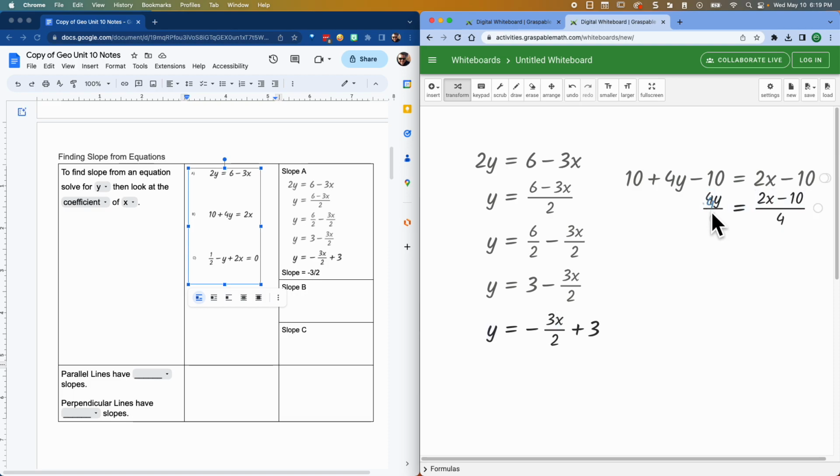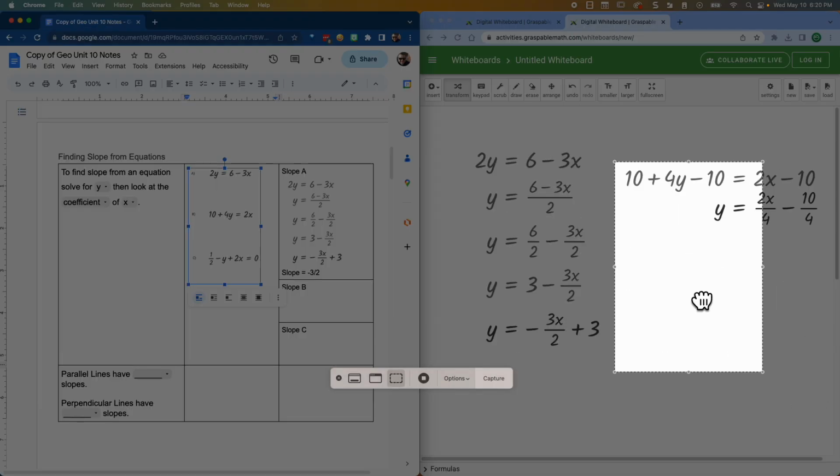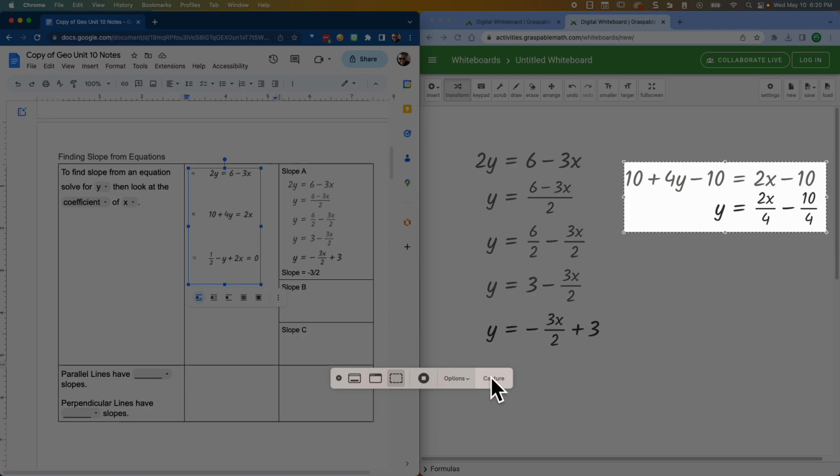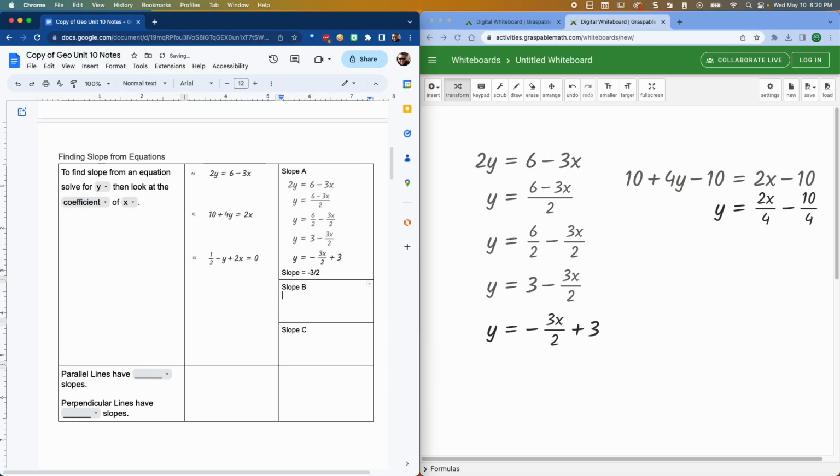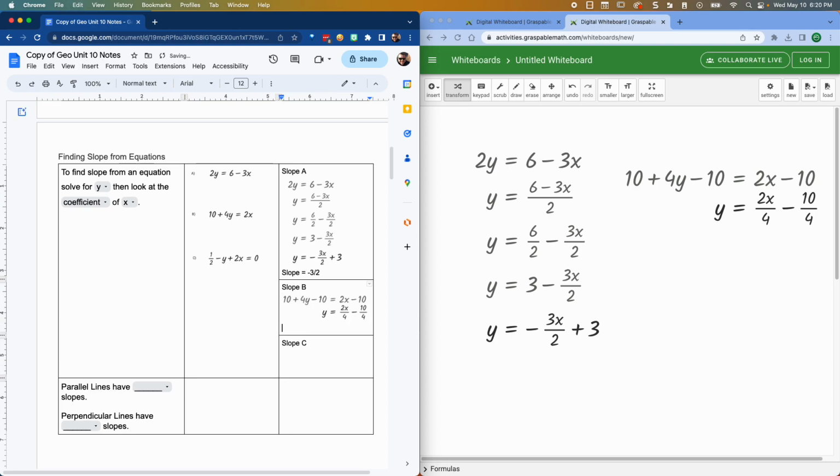So 4 divided by 4 becomes just y. And this 4, I can make it divide into both of those terms. And that gives me 2x, 2 over 4 times the x. And then we got a constant over here. But I'm really interested in this slope right there. So that slope is 2 over 4. So I'm going to screenshot just those 2 quick steps. Paste those in here. And we'll say the slope is equal to 2 over 4. Now you could have said 1/2, you could have said 0.5. Any one of those are appropriate values.